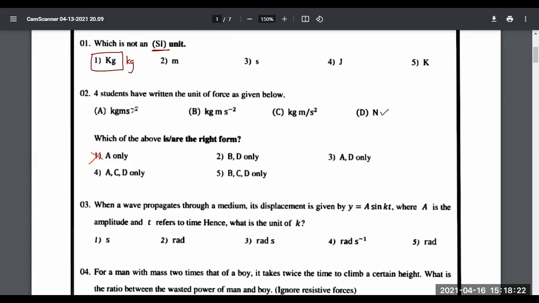This one is incorrect. The reason is there should be a gap between different units. Now, kilogram should be written together because kilo is a prefix. So prefix and gram should be written together. And there must be a small space, then meter, then second minus 2. Because these three represent three different quantities: mass, length, time. So there should be a space just like this.